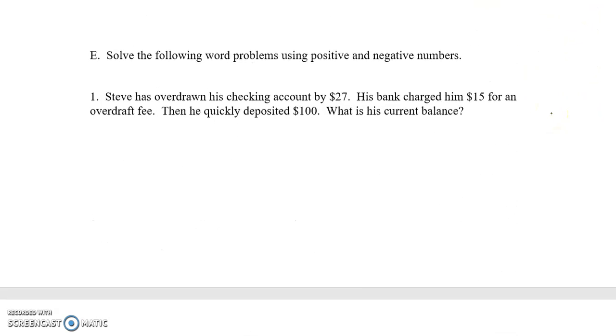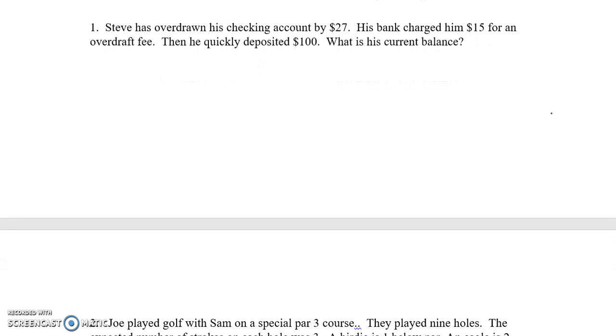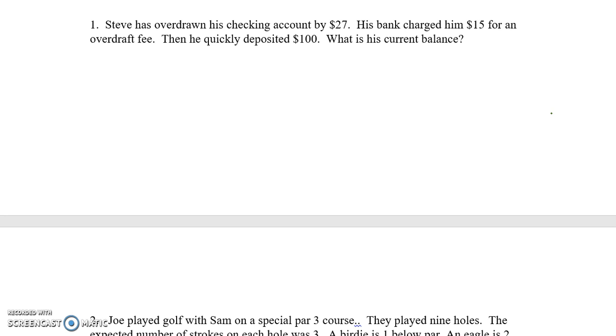All right, then we've got these word sort of problems, okay? And these are classic exam style questions. So let's have a look at these. First one, underline your keywords. Steve has overdrawn his checking account by $27. That means he took too much money out. His bank charged him $15 for an overdraft fee. Then he quickly deposited $100. What is his current balance?